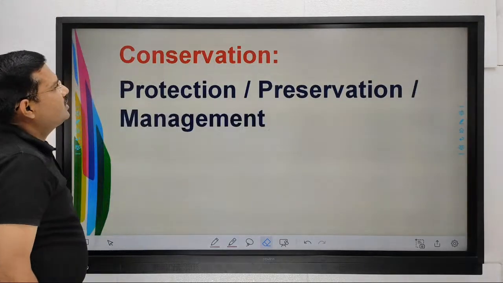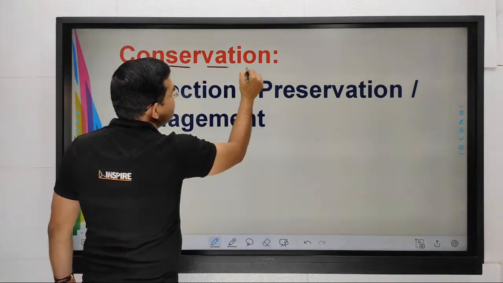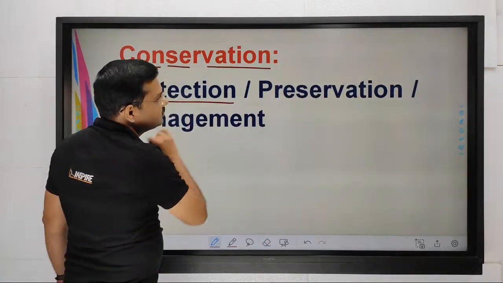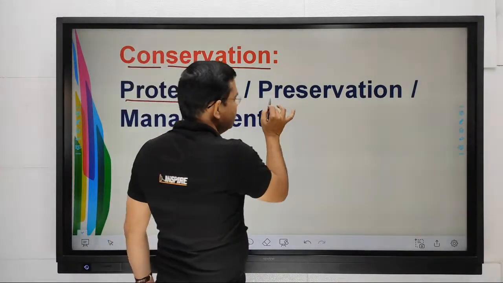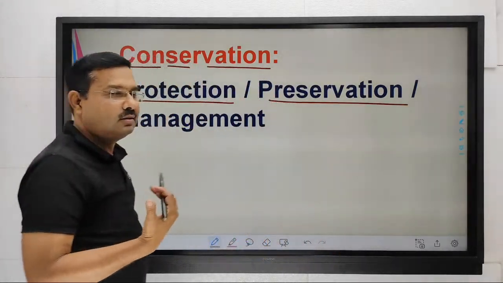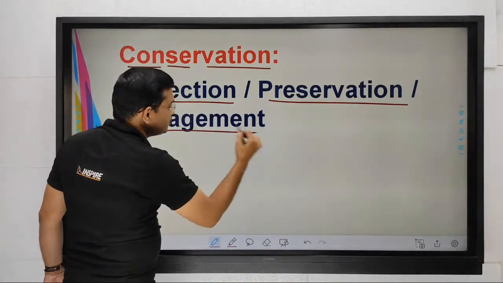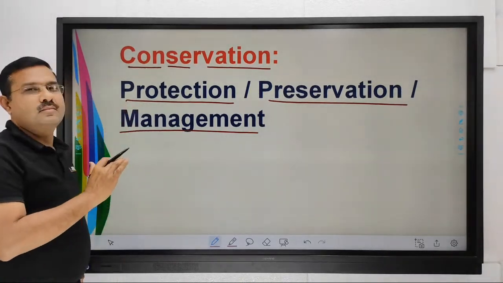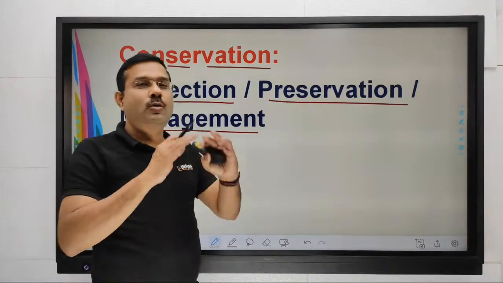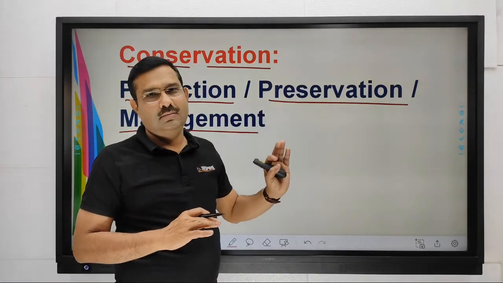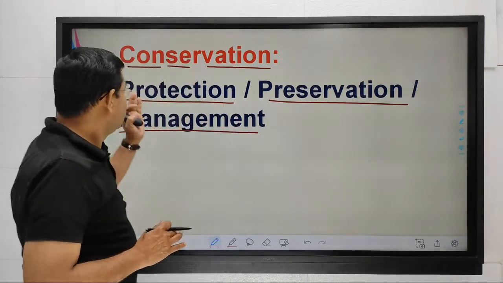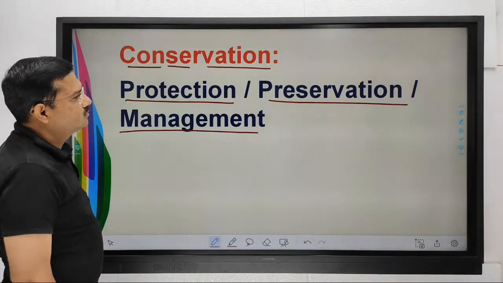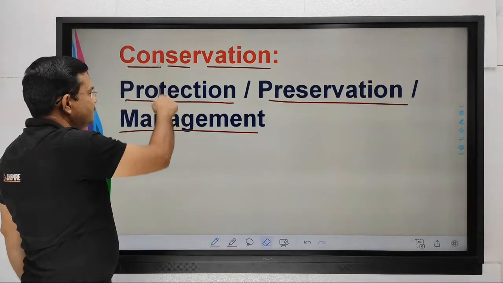Next word, conservation. Listen carefully. Conservation, protection, preservation, preserve, conserve, protect, management. These all are related words, not exact synonyms. It is not possible to give an exact synonym of a word. All are near meanings. So conservation, protection, preservation, and management.